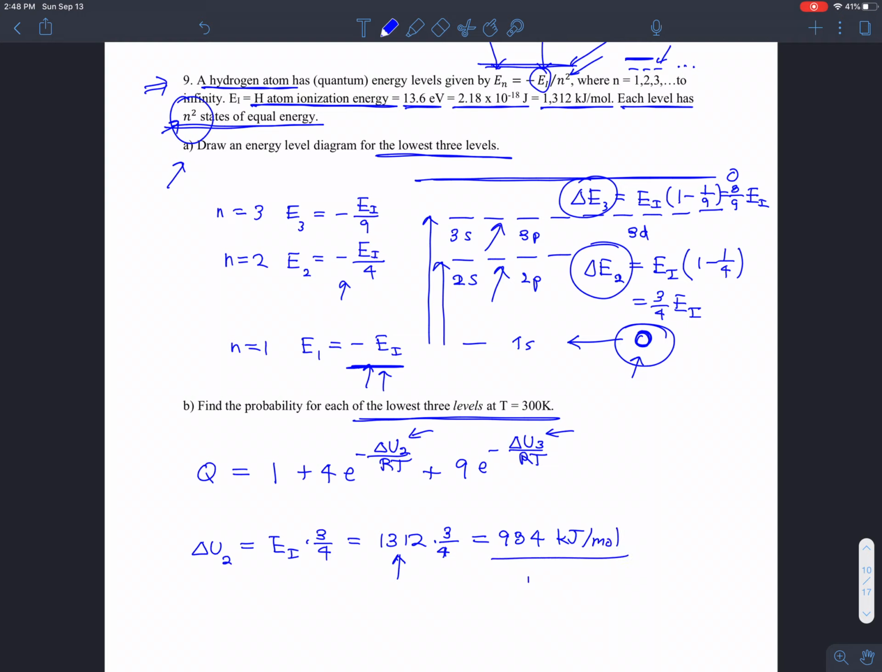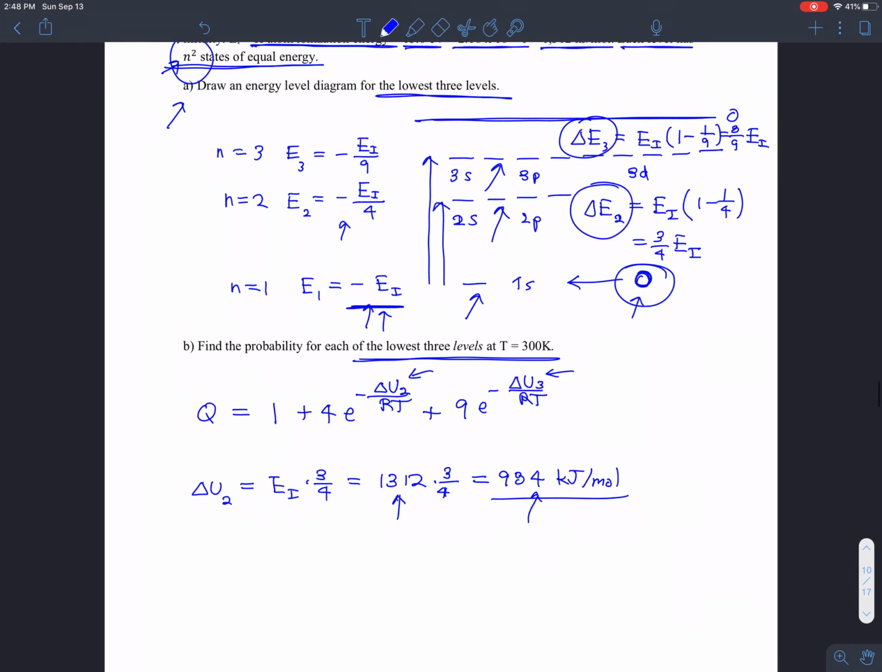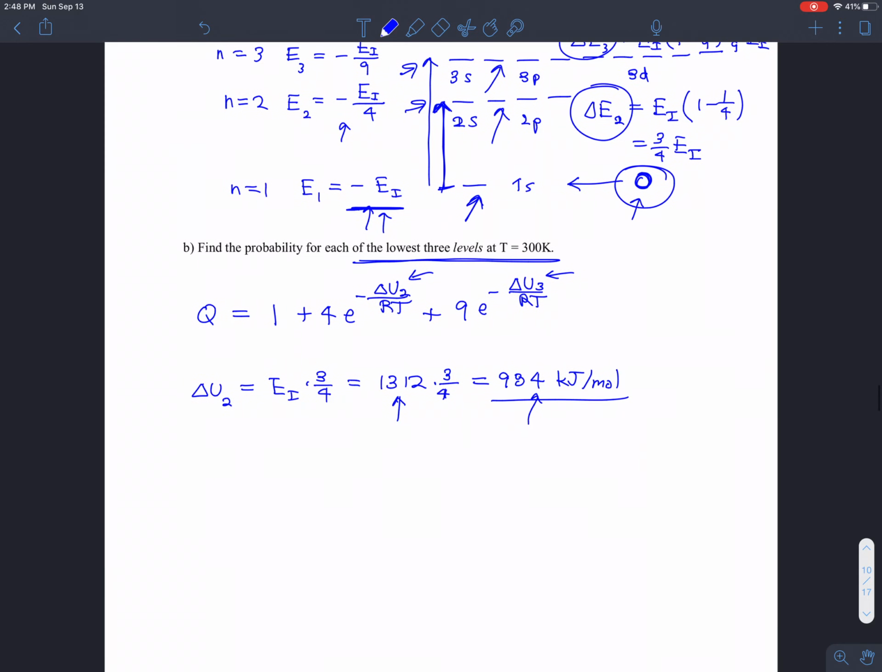That's more than a bond energy. That's because we're looking at core orbitals. Even in a hydrogen atom, these core orbitals have huge energies. The energy required to go from the 1s state up to the 2s state, for example, is huge. We're going to find out that this lowest level is pretty much entirely occupied, and these upper levels are essentially empty for this particular problem.